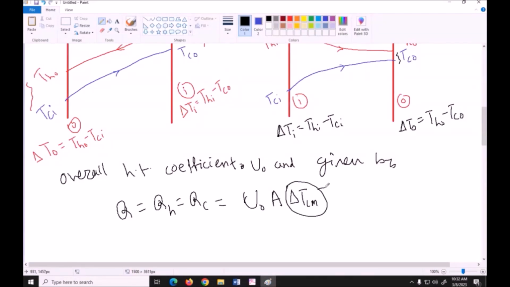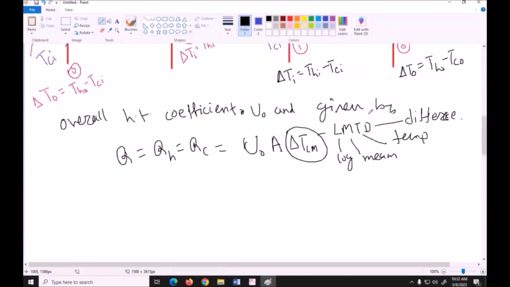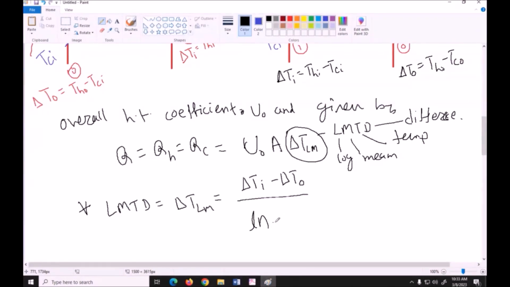Log mean temperature difference is called LMTD. This log mean temperature difference is the same for parallel flow and counter flow. There is a big derivation of how it is the same. LMTD, that is delta T_LM, is equal to delta T at inlet minus delta T at outlet divided by ln, natural log, delta T_i by delta T_o.